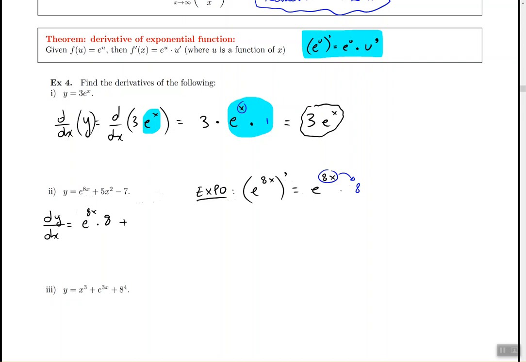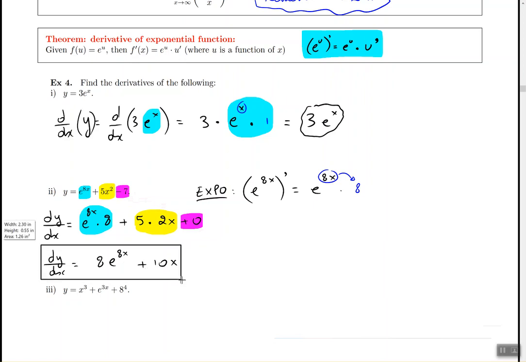Now, what about the derivative of 5x squared? This is literally what we have been doing so far in the whole semester together. So it's just going to be 5 times the derivative of x squared, which is going to be 2x. Then finally, the derivative of 7 is going to be 0. So there it is. Now let's clean it up a little bit and write down a final answer that looks pretty. So 8 e to the power of 8x, and then 5 times 2 is going to be 10x, and then the 0 does not count.